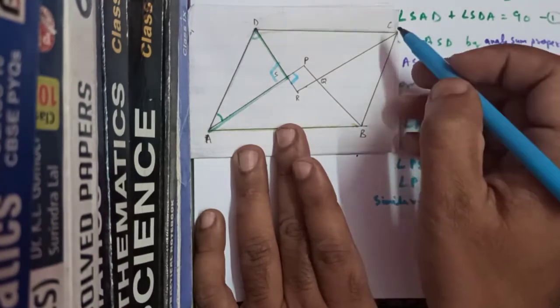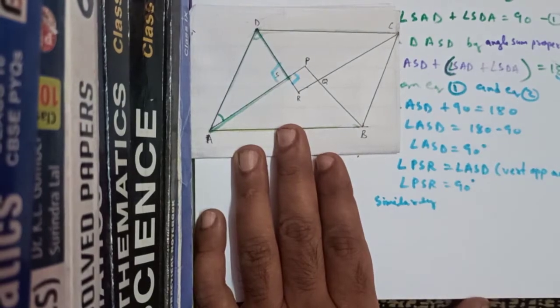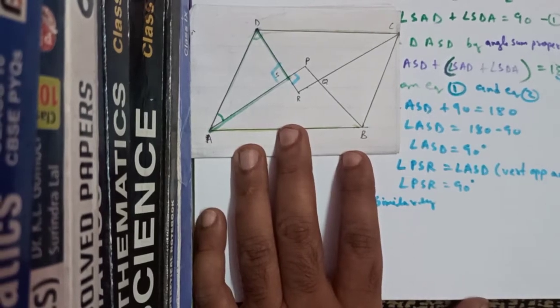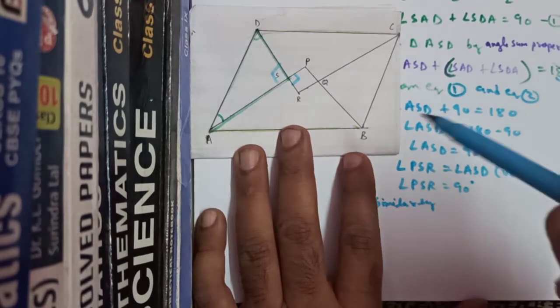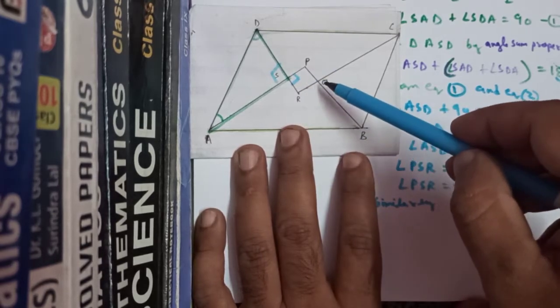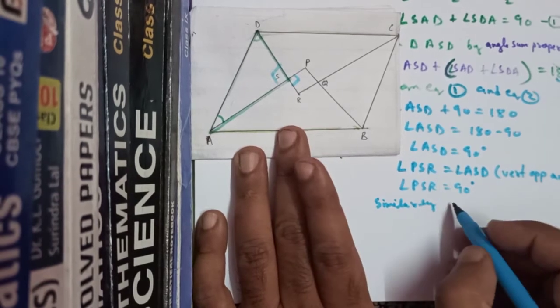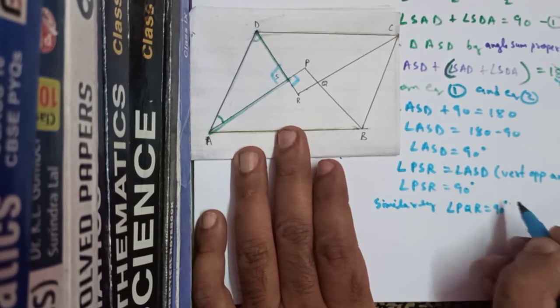Similarly, we can prove that half of angle B plus half of angle C is equal to 90 degrees, because angle B and angle C are again consecutive interior angles, so they are supplementary. So half of angle B and half of angle C will be complementary angles. Again by angle sum property, angle BQC will be 90, and PQR and BQC will be equal because they are vertically opposite angles. So we can say that angle PQR is equal to 90 degrees.